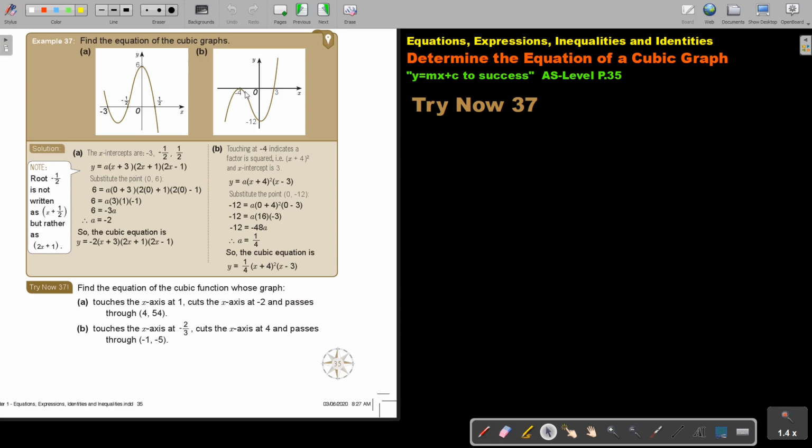Now, what is different about this one? It's touching, and because this is the same root, there must be two of it. So the touching at -4 indicates a factor is squared. It means I must do that twice. So if you look, I square that, so there are actually two of that bracket, and then minus 3. Then I do the same: I substitute the extra point, I get the value of a, and then I can leave it in this form. I do not have to multiply it out. Okay, I want you to stop the video and do number B. Again, you can continue the video as soon as you are finished.